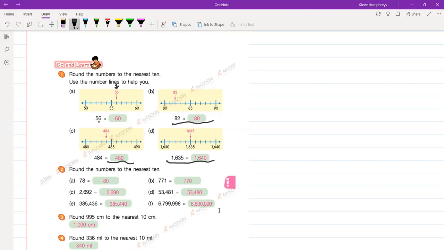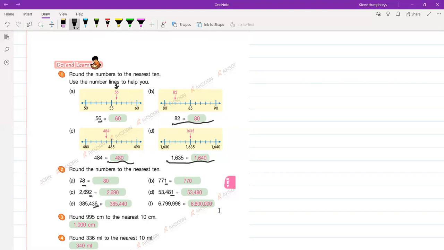Always, when you're rounding to the nearest 10, you have to look at the last digit. Okay, so number 2. Let's underline the last digit. Number 2A, number 2B, number 2C. Doesn't matter how big the number is, you're looking at the last digit of the number.